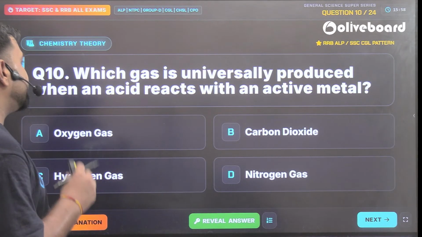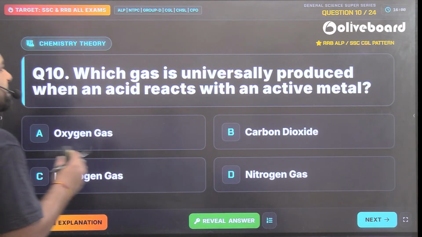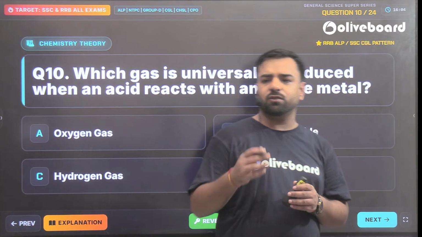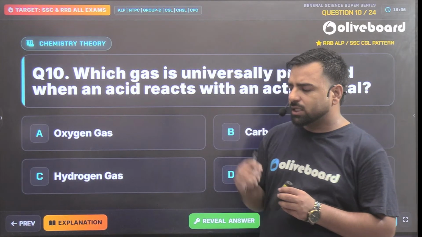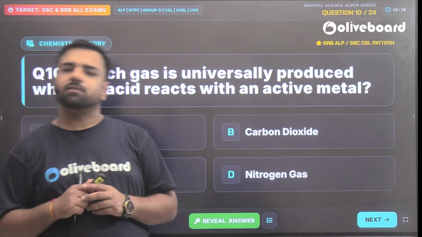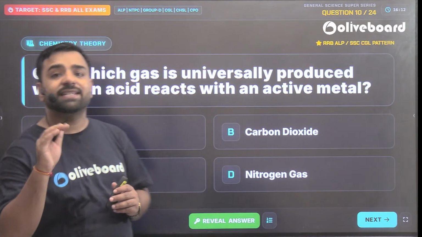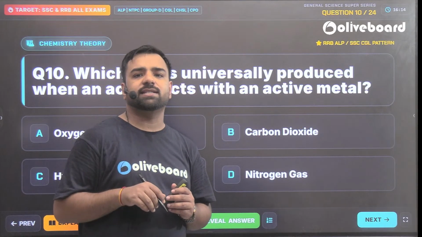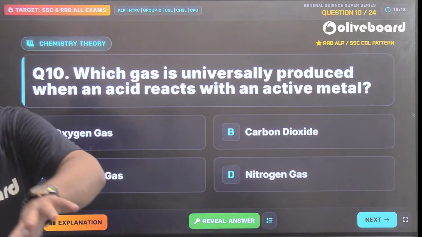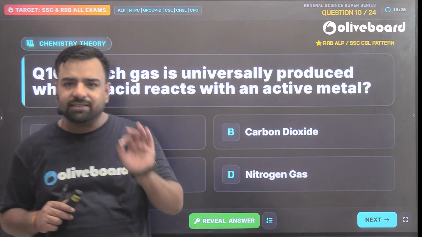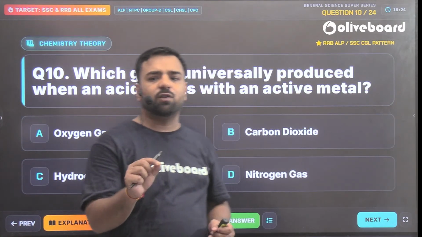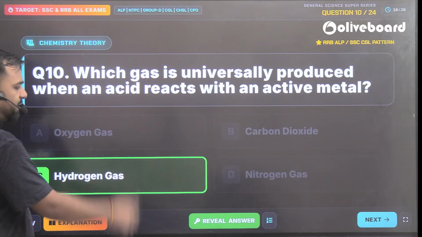So which gas is universally produced when an acid reacts with an active metal? For this case, just try to get the reaction. I'll give you an example. Let's say HCl is reacting with zinc. What will it form? It will form zinc chloride and H2 gas, that is, hydrogen gas will be evolved. So in this case, Shubham and Manoj, both of you are correct. And guys, this is the most repetitive question which you must remember. Hydrogen gas is evolved in this case, and here the correct answer is hydrogen gas only.